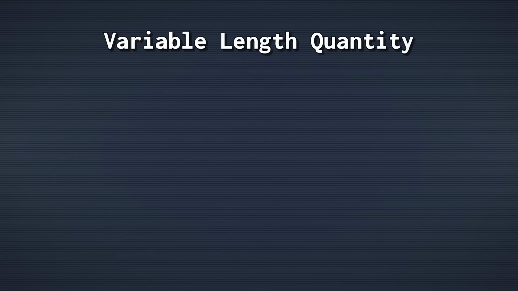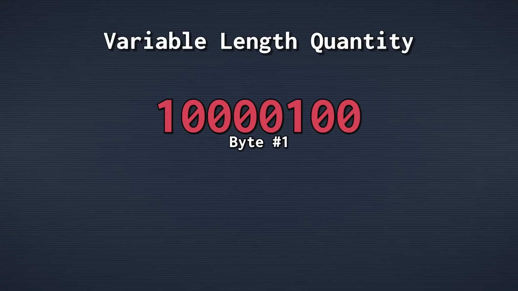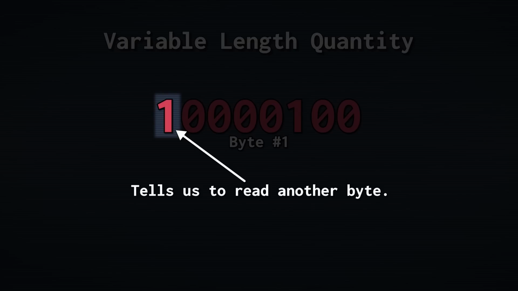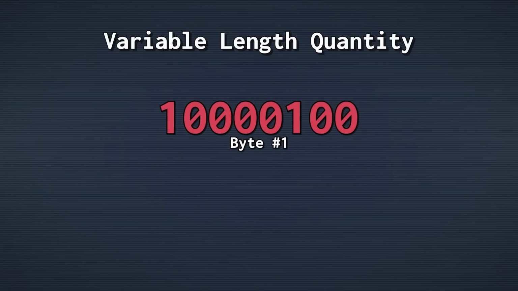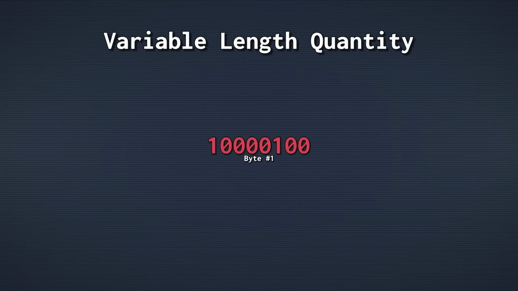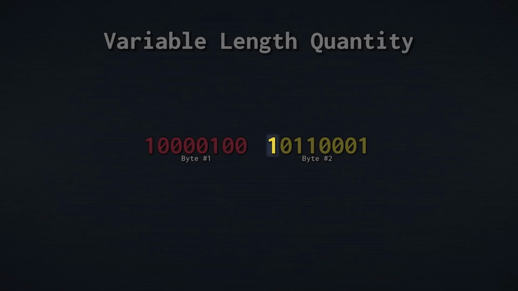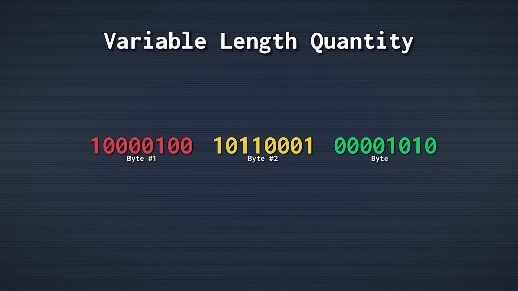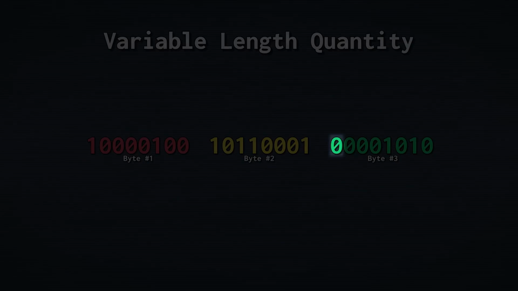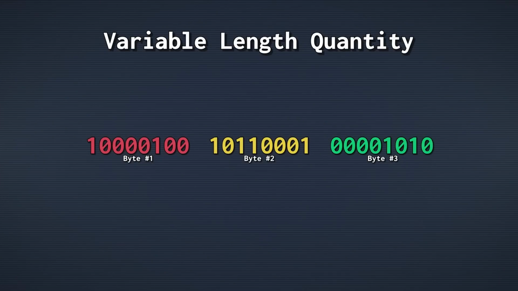The idea is pretty simple. When reading a variable length quantity, we first read a single byte. Its leftmost bit determines whether additional bytes will follow. Here it has a value of 1, which means we have to read another byte. Let's do that. In this byte, once again, the leftmost bit is a 1. So we have to read another byte. And finally, in this one, the leftmost bit is a 0. Therefore, we have no additional bytes to read.